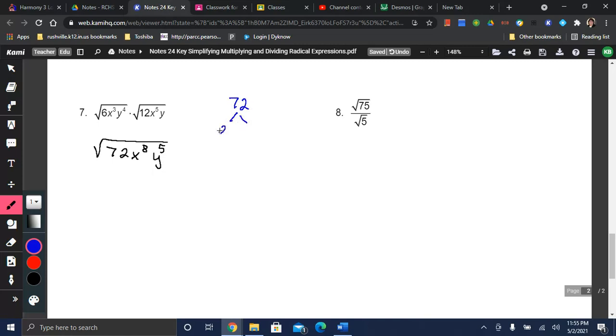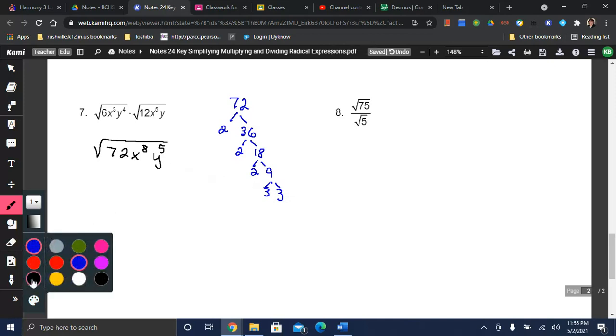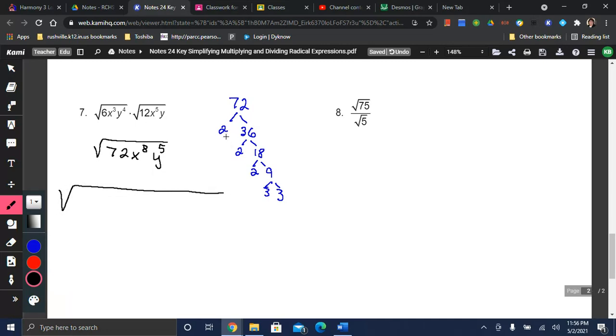and break that down. So 2 and 36. 36 will divide by 2. That gives us 18. 18 will divide by 2. That gives us 9. Now, 9 will not divide by 2, but it will divide by 3 and give you 3. So, write your long square root because you have a lot to put in there. So, we have 3 2's and 2 3's. So, 2 times 2 times 2 times 3 times 3.